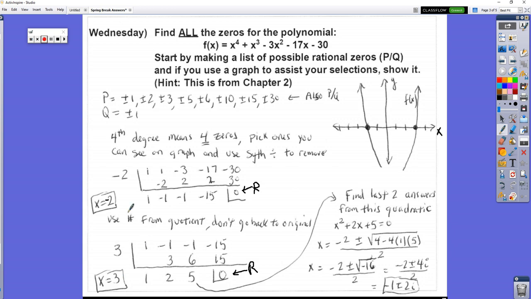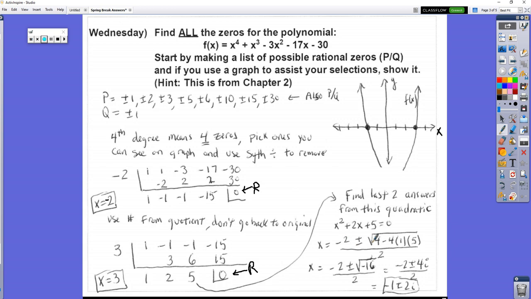And I have now removed the 2 answers that I can see in my graph, and this thing right down here, 1 2 5, the quotient, contains the coefficients of a quadratic. That's going to be the way that I find the last 2 answers to this. So I tried to think of 2 numbers that would multiply together to make 5 and add together to make 2. I couldn't think of any. So I had to go to using the quadratic formula.